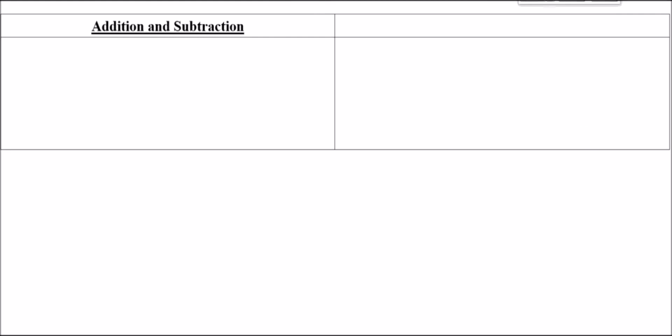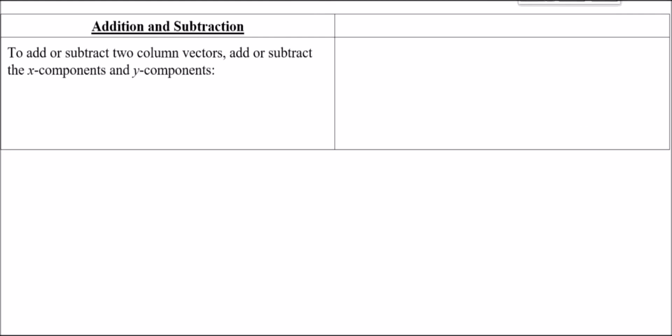Addition and subtraction. So to add or subtract two column vectors, it's really straightforward. We just simply add or subtract the x components and the y components respectively. So p, q plus r, s, we just add the tops. P plus R is P plus R, and we have the bottoms respectively as well. So Q plus S is Q plus S.